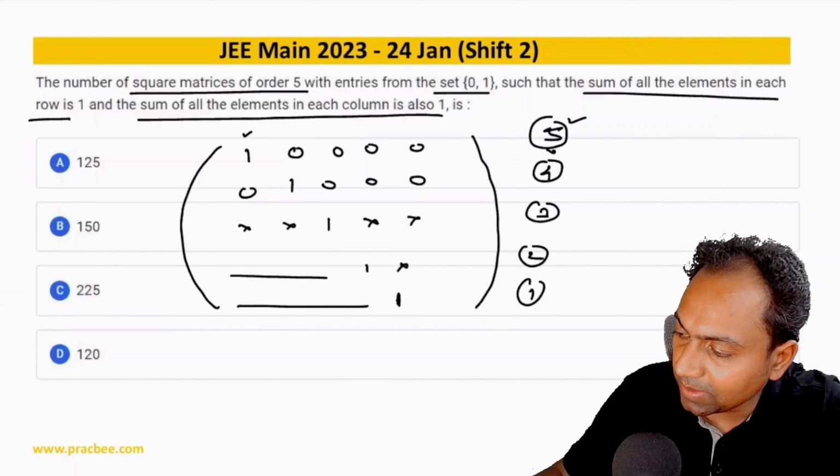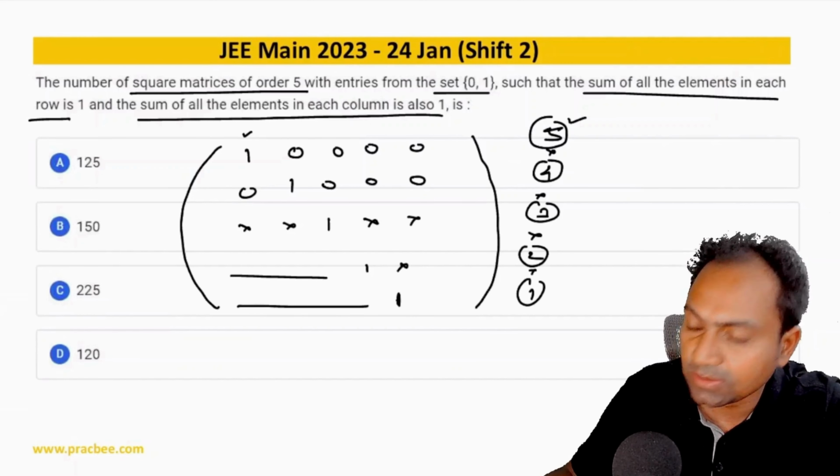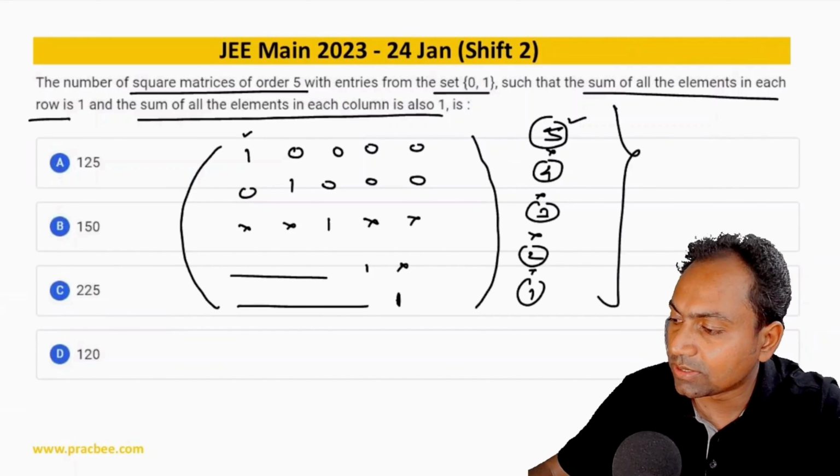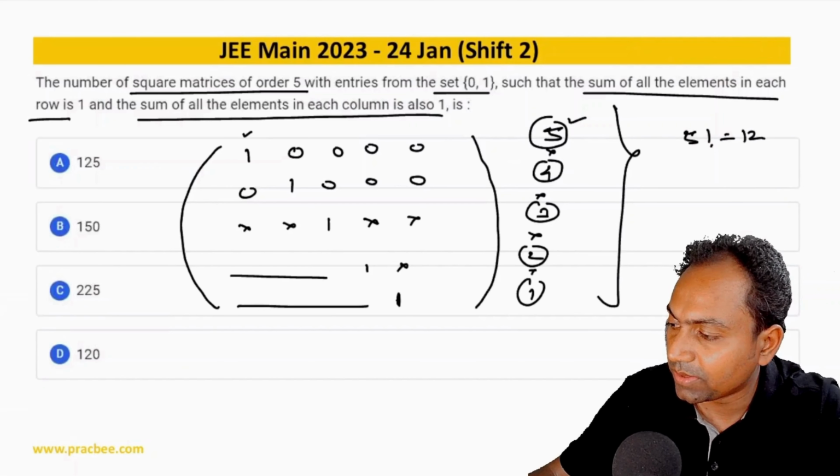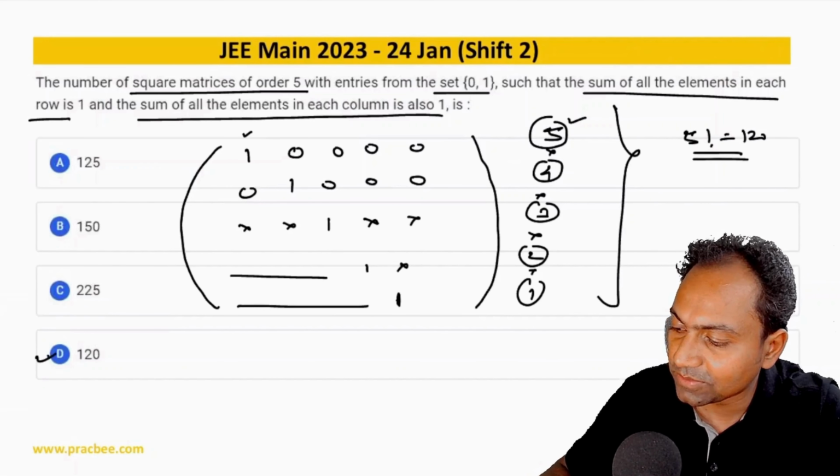If I multiply all of these, I should get my answer. So the answer of this question is nothing but 5 factorial or 120. That is nothing but option D.